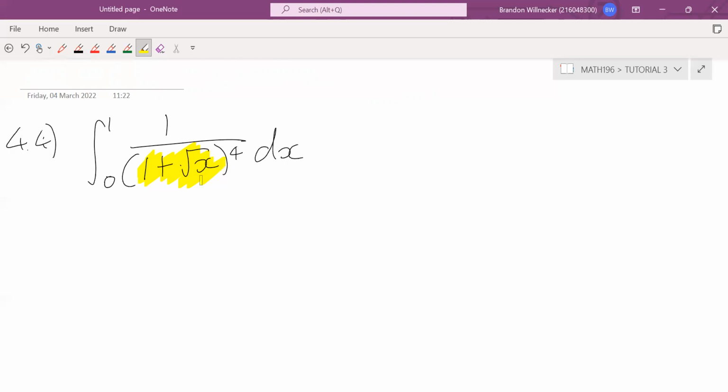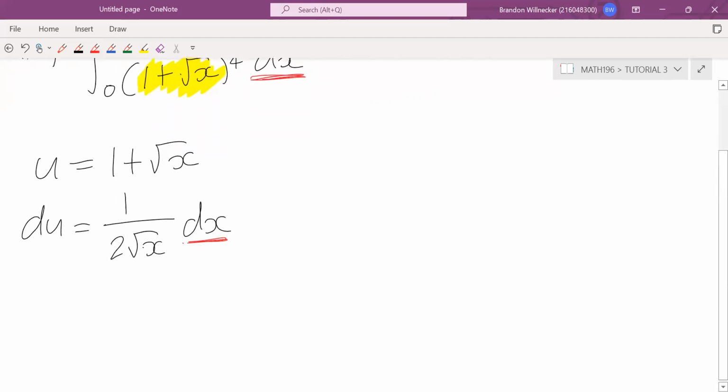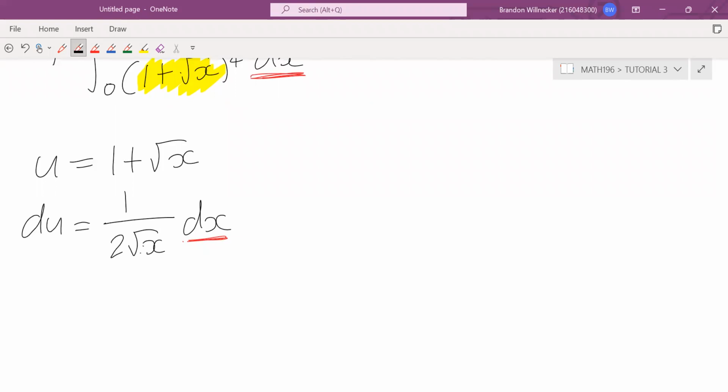So we let u be this yellow part over here. So u is 1 plus root x. So du is going to be, you can check this with the derivative, 1 over 2 root x dx. But we don't want that. We just want dx, because that's what's left over here. We've got this other stuff in the way. So we take the 2 root x over. So 2 root x du is equal to dx.